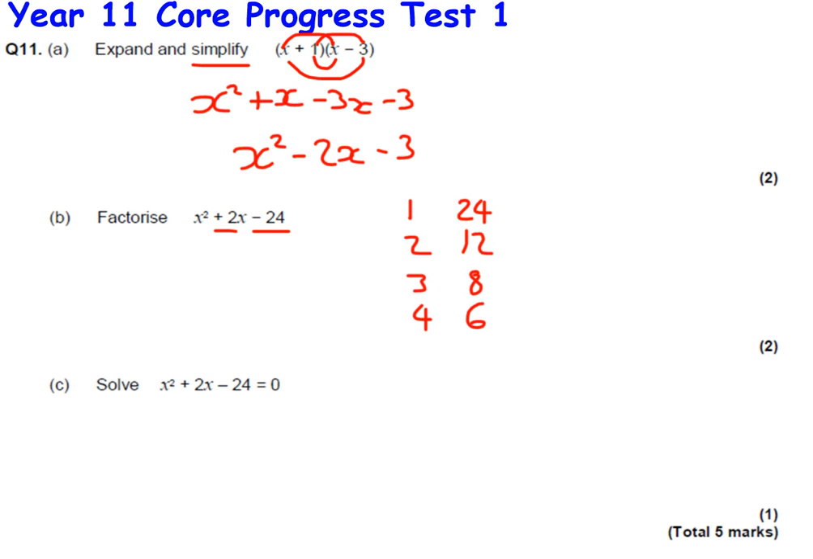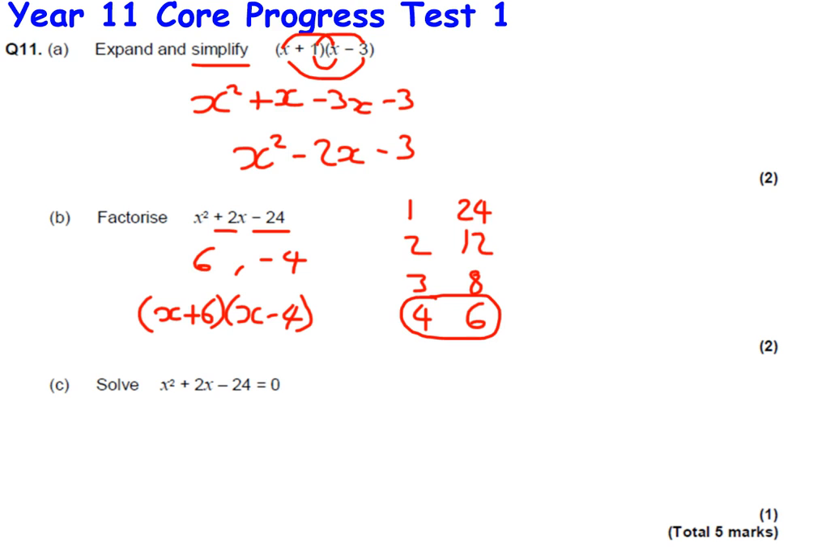Now I know that this is negative 24, meaning that one of the numbers in the pairs has to be negative. So the next stage we need to realise is, when we add these two numbers together when one of them is negative, which one will add to make 2? Now looking at these pairs, we can see that 6 take away 4 will give us 2. So our two numbers are 6 and negative 4. The next stage, we just need to put these into our brackets. So this factorises to (x + 6)(x - 4). If you wanted to, you could expand these brackets out just to check that you've got the right answer.